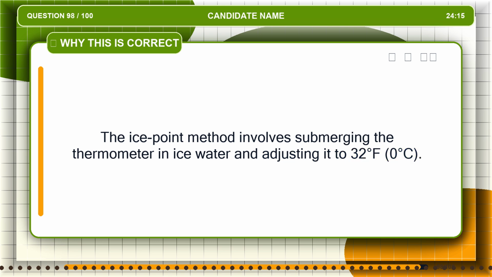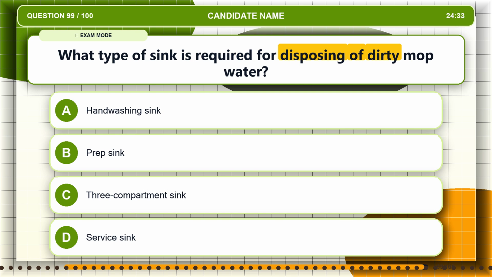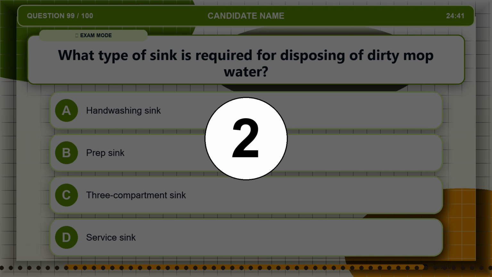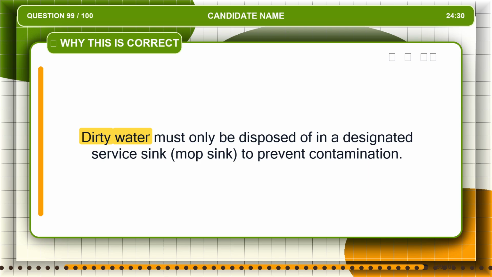Question 99. What type of sink is required for disposing of dirty mop water? Option A, handwashing sink. Option B, prep sink. Option C, 3-compartment sink. Option D, service sink. The correct answer is option D, service sink. Dirty water must only be disposed of in a designated service sink, mop sink, to prevent contamination.